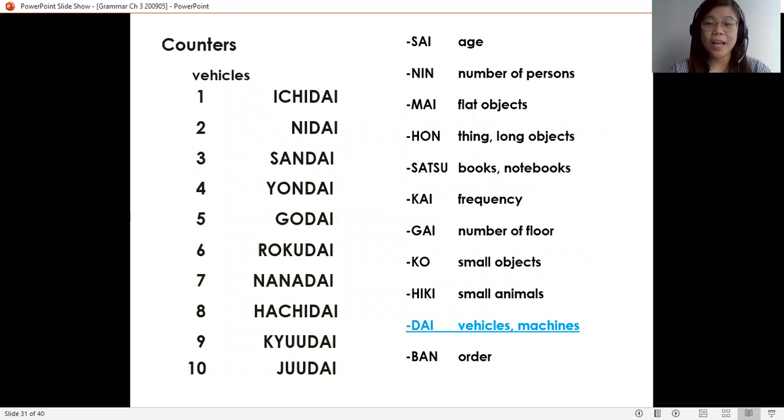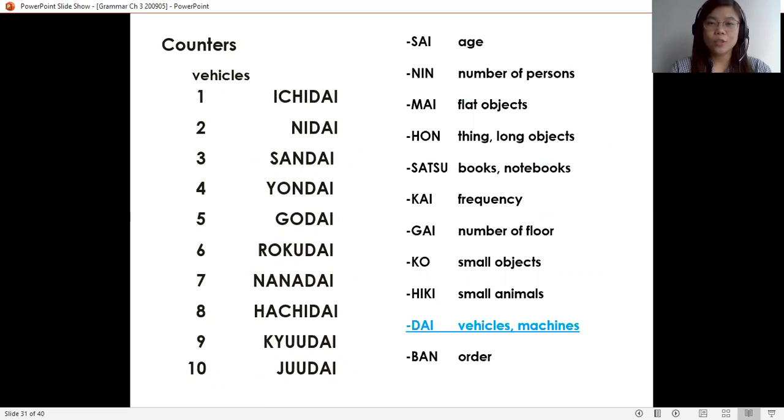Okay, next let's go to dai. Again, that is for your vehicles, cars, and machinery, so maybe appliances. For this one, it's fairly easy. You don't need to take note of any special sounds. We just need to attach dai to the number when you want to count.